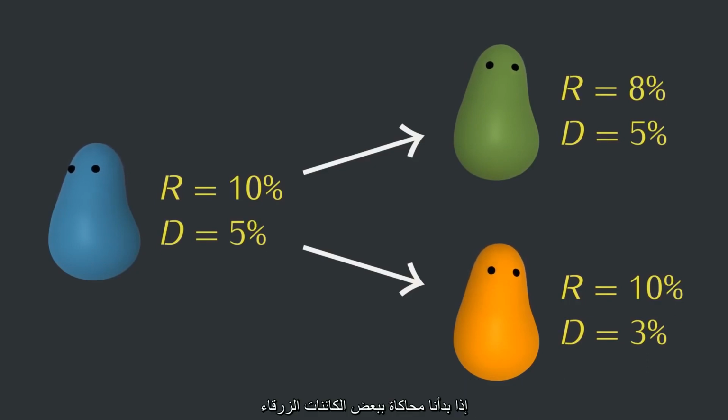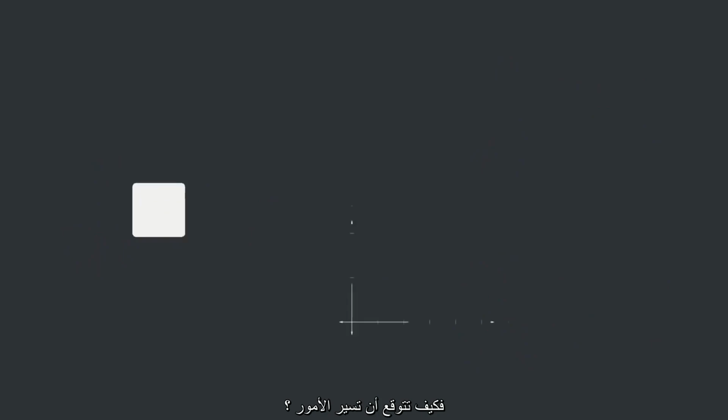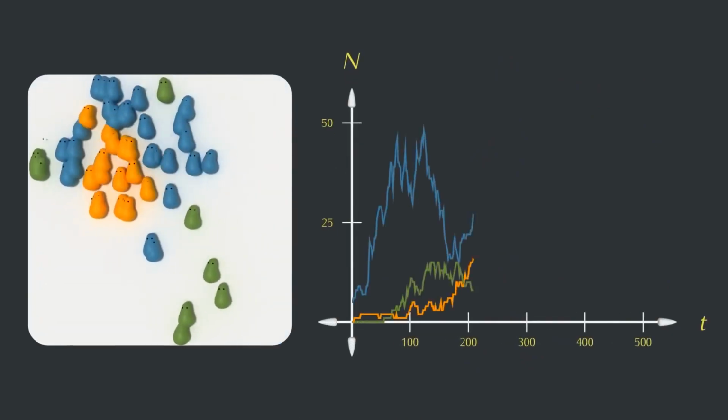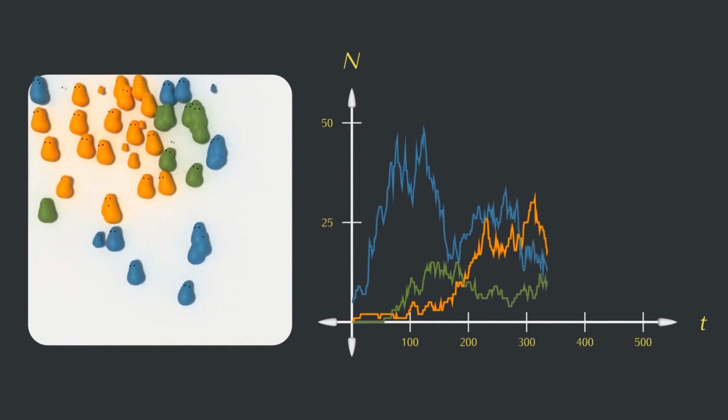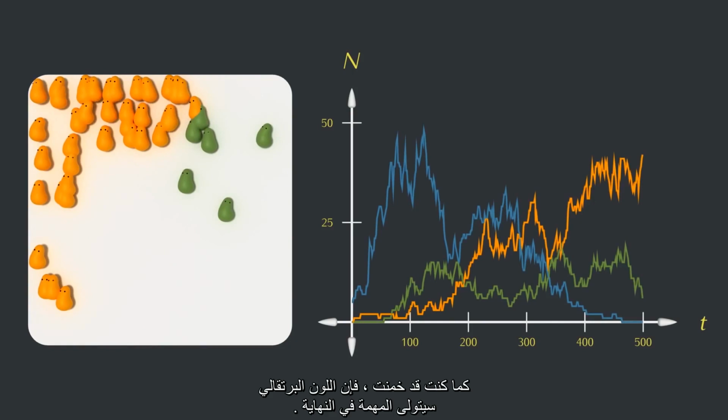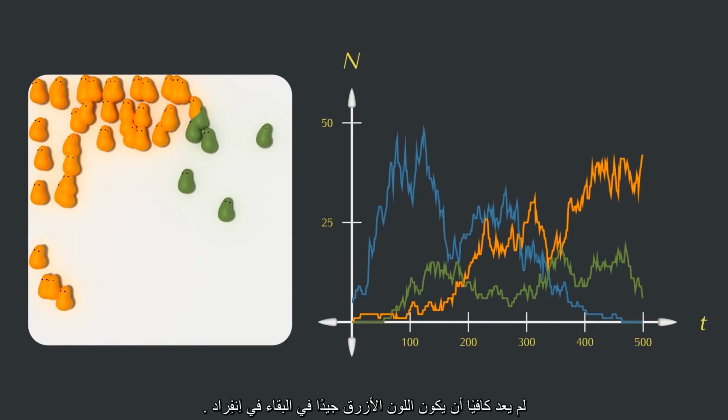If we start a simulation with a few blue creatures, how would you expect things to go? As you might have guessed, orange eventually takes over. It's not enough anymore for blue to be good at surviving in isolation. It now needs to be better than its competitors to maintain numbers.